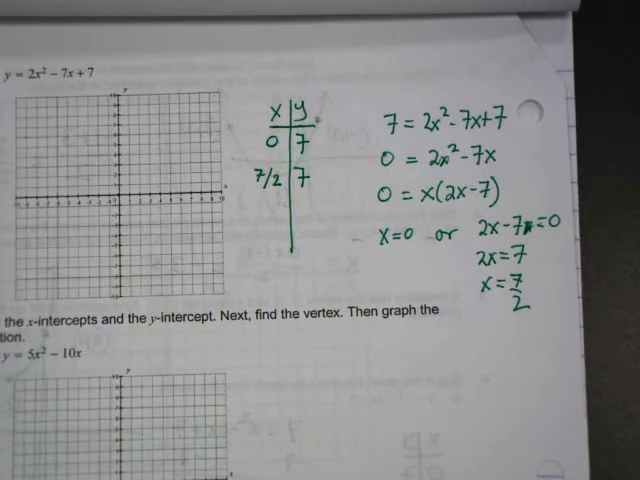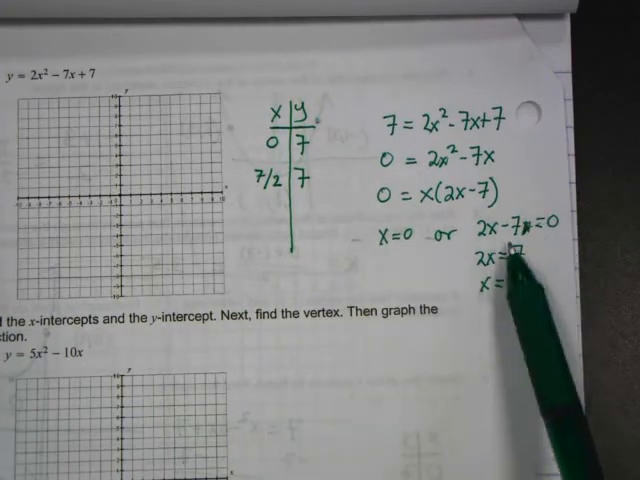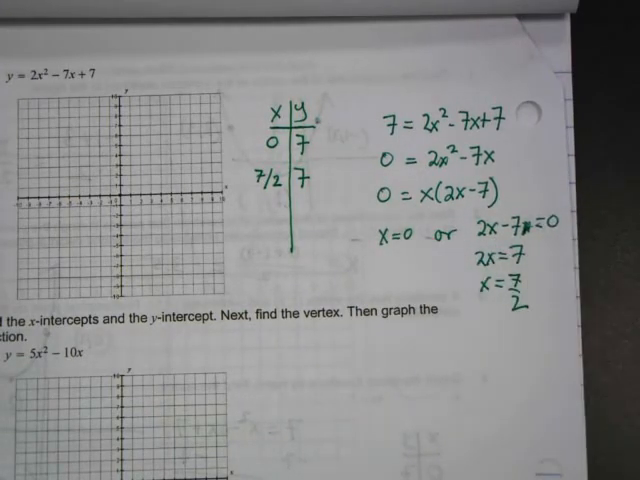Wait, so once we get it to 0 equals x times 2x minus 7, then we said each piece equal to 0. So I took x equals 0, I took 2x minus 7 equals 0. And then I had to solve. Add the 7 and divide by the 2. I'm confused by it, or I don't know why.